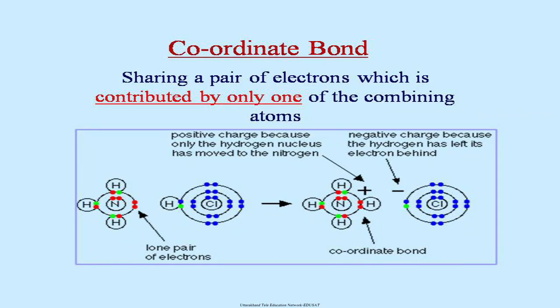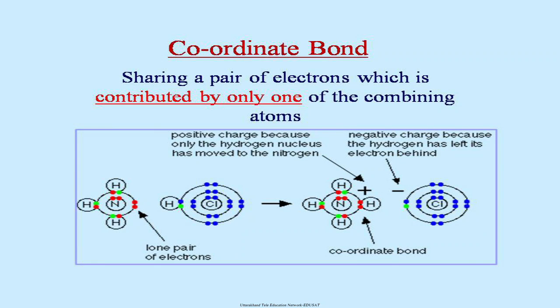For example, the coordinate bond. What is a coordinate bond? A coordinate bond forms by sharing a pair of electrons which is contributed by only one of the combining atoms. It means in a coordinate bond, the electron pair is given by one atom or molecule only to another atom or molecule.